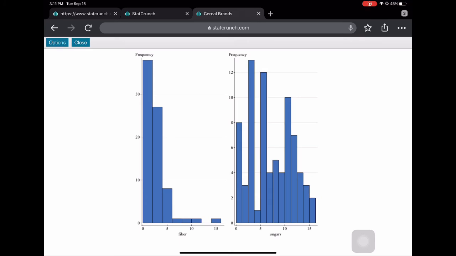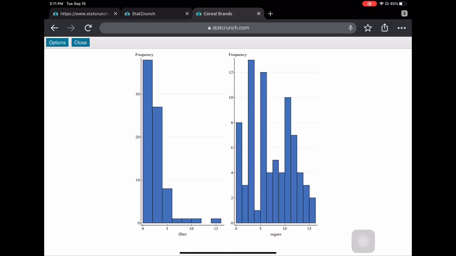Now you're asked by visual inspection, that's as far as we've gotten here, what's the mean of each data set? And on a histogram, you are just looking to see, is it skewed or is it not? If it's not skewed, your mean should be in the middle. If it is skewed, your mean should be towards the tail a little bit. So the distribution of fiber is skewed, whereas the distribution of sugars is a little bit less so.